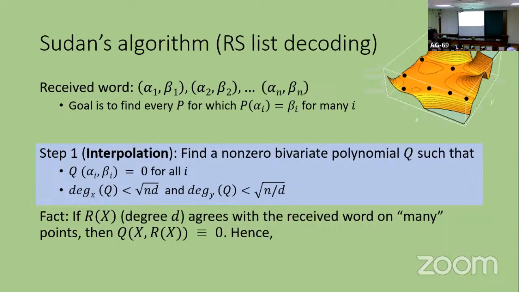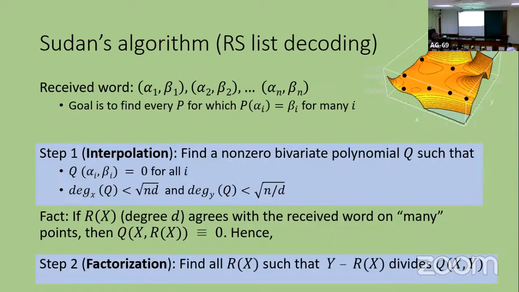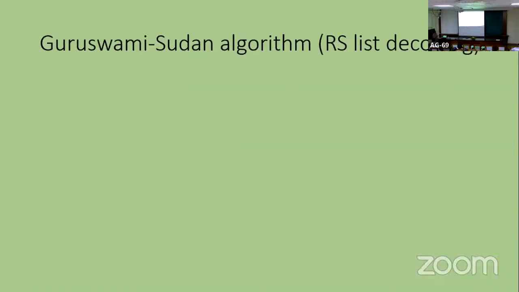Therefore, what would the second step be? If everything in the list satisfies this, then the second step is just factorization. So find every R(X) such that y minus R(X) divides Q(X, Y). Very simple, very nice algorithm. This is not quite the Johnson radius, it's a little less, but it is a very nice template of an algorithm that other people will subsequently improve.